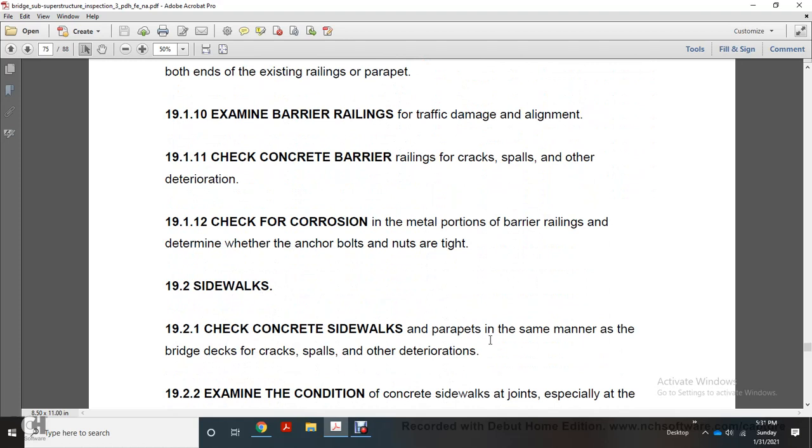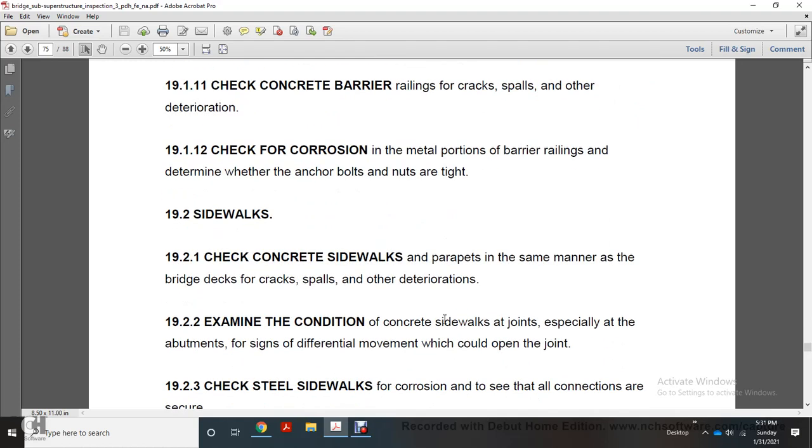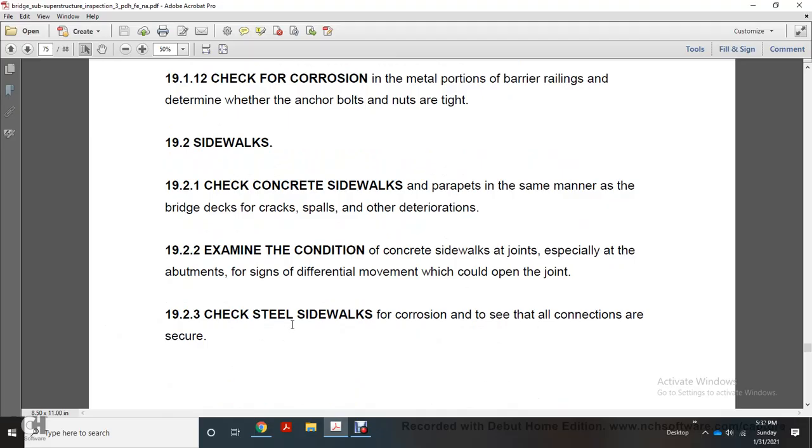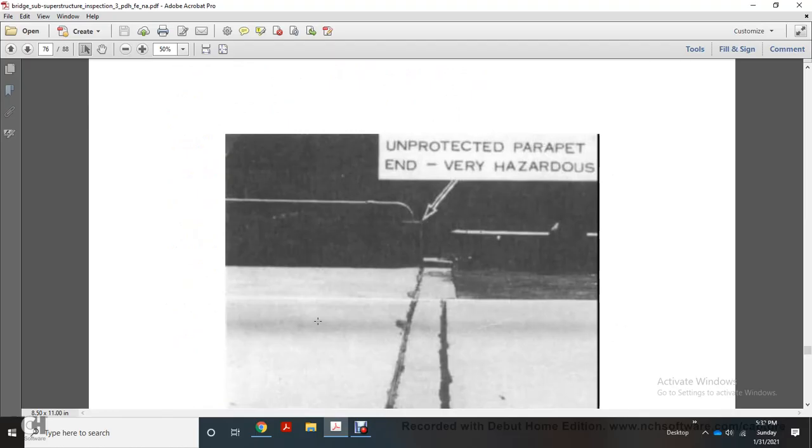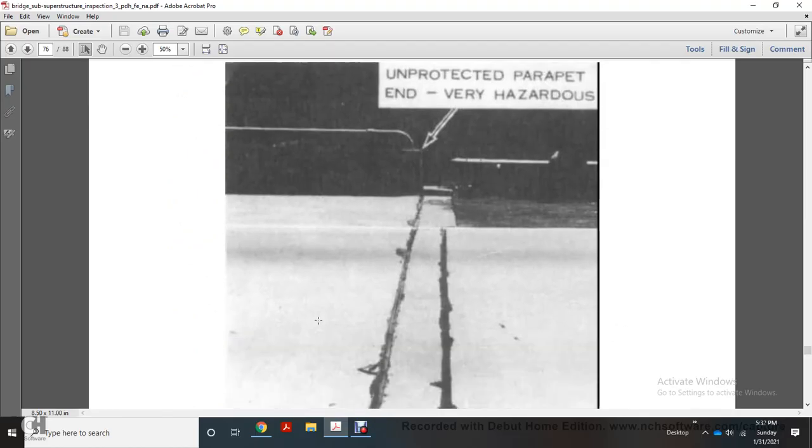Sidewalks: check the concrete sidewalks and parapets in the same manner as for the bridge decks, checking for spalling and deterioration. Examine the condition of concrete sidewalks, especially at the abutment, for signs of differential movement, which could open the joint. Check the steel sidewalk for corrosion and see if all the connections are secure. It shows an unprotected parapet, which is very hazardous.